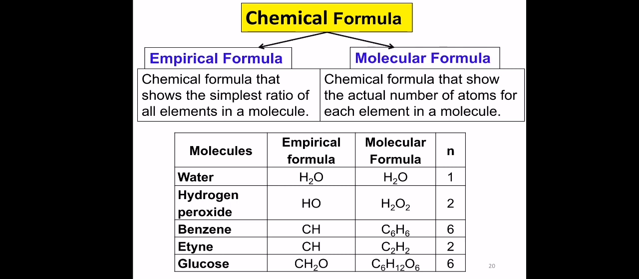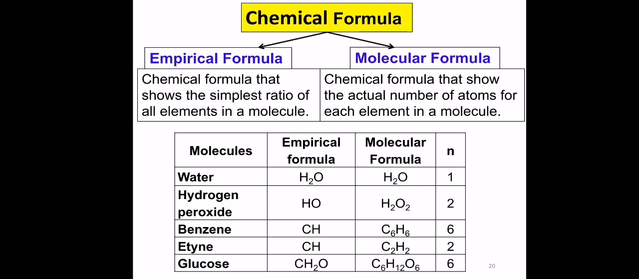Alright, so chemical formula, we can divide it into two: empirical formula and molecular formula. The definition for the empirical formula is a chemical formula that shows the simplest ratio of all elements in a molecule. Meanwhile, molecular formula is a chemical formula that shows the actual number of atoms for each element in a molecule.